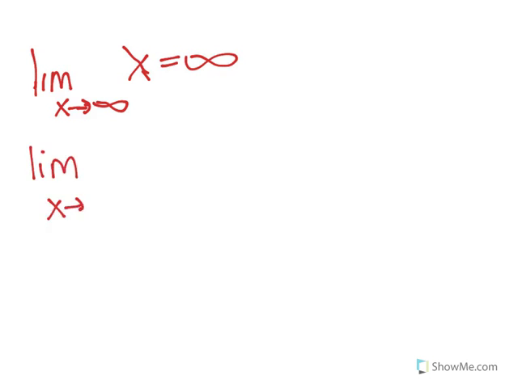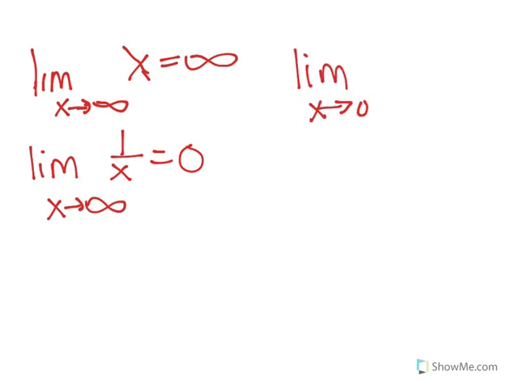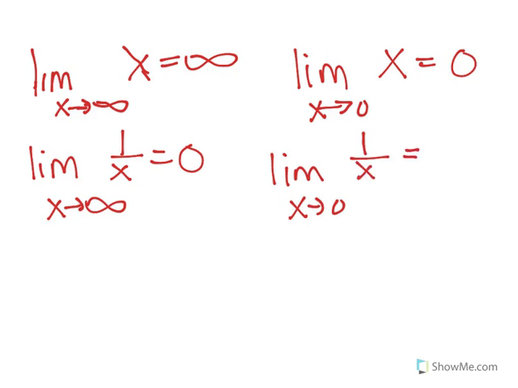4 key limits that you should always know that come into play. The limit as x approaches infinity of x equals infinity. The limit as x approaches infinity of 1 over x equals 0. And the limit as x approaches 0 of x is 0. And the limit as x approaches 0 of 1 over x is 1 over 0, which is not a number, but the limit is infinite.